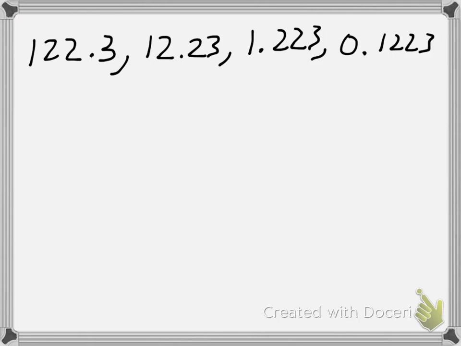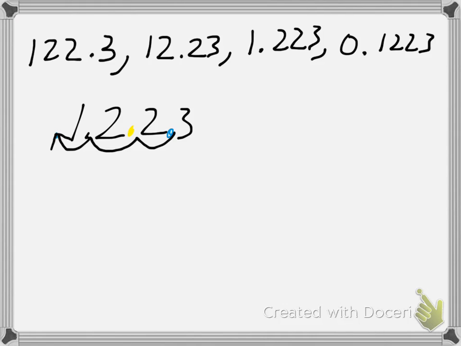We can see all of these have the same digits, 1, 2, 2, 3. The first one has a decimal point here. The next one has a decimal point here. The third one has a decimal point here. And the last one has a decimal point here. So we can see we're simply moving the decimal point one space each time.